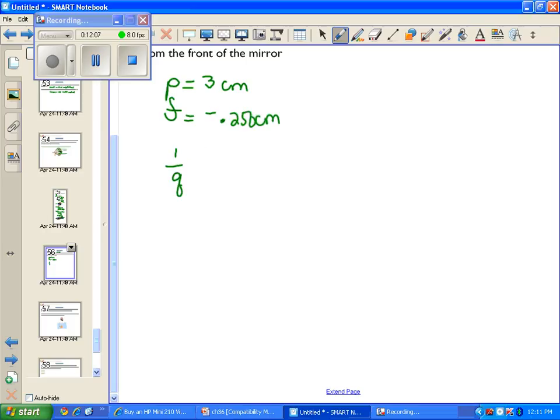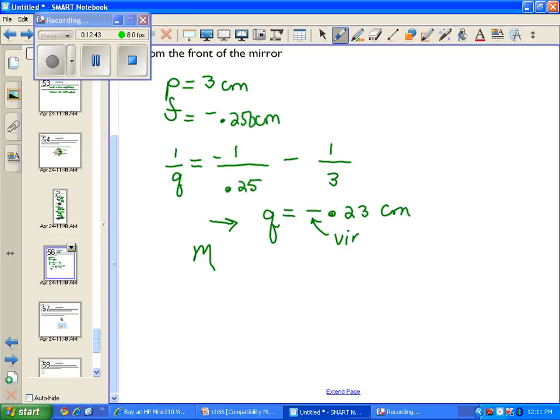So first we want to obtain the location of the image. 1 over Q equals 1 over F, but of course F is negative, so I'm going to put my negative sign right there, 1 over minus 0.25 minus 1 over P, or 1 over 3, and I'm going to go ahead and work out the number. Q is minus 0.23 centimeters. And of course that negative tells us that it is a virtual image.